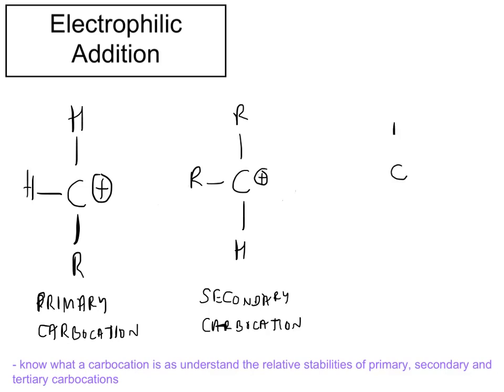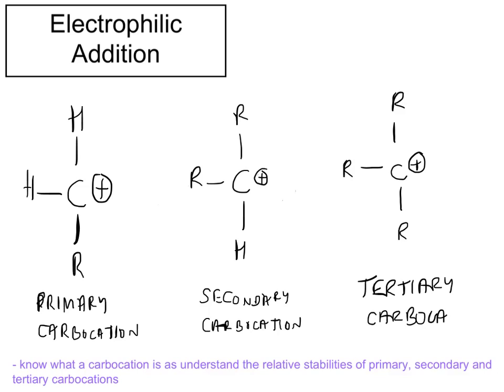And then finally you could have all 3 of the groups around the carbon, all of them being R groups, and that would be a tertiary carbocation. Now these 3 types of carbocation have different stabilities, and the stability arises from the fact that these R groups, if they are carbons, so either methyl groups or ethyl groups, have more electrons than a hydrogen does by itself, and so those electrons can be pulled towards the carbon via this covalent bond.